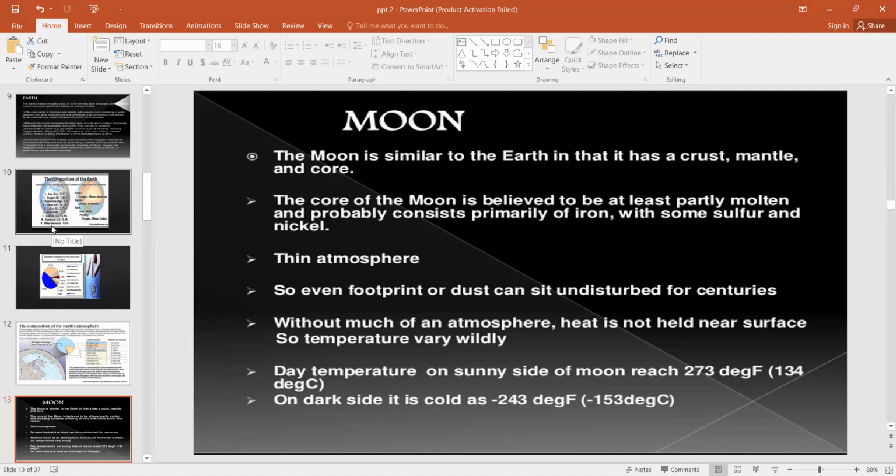The core of the Moon is believed to be at least partly molten and probably consists of iron with some sulfur and nickel. The Moon has a thin atmosphere, so even a footprint or dust can sit undisturbed for centuries. Without much of an atmosphere, heat is not held near the surface, so temperatures vary widely. Day temperature on the sunny side of the Moon reaches around 134 degrees Celsius. On the dark side, it is as cold as minus 153 degrees Celsius.